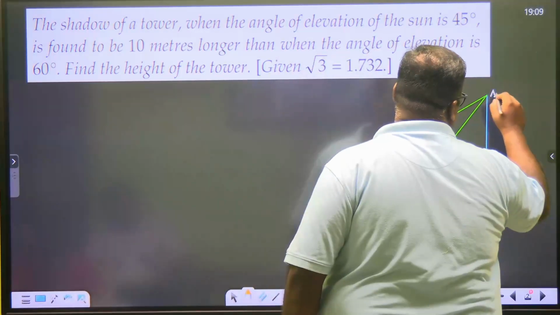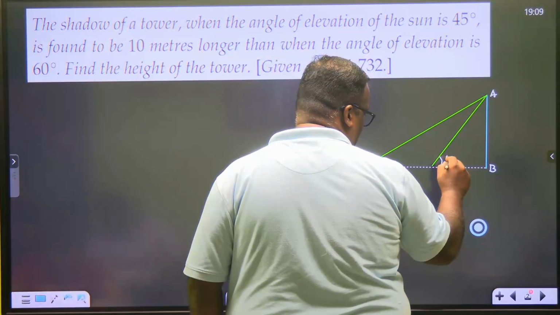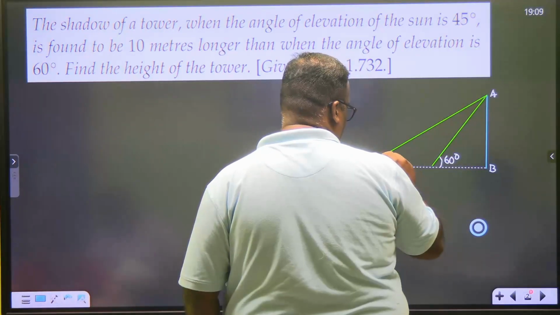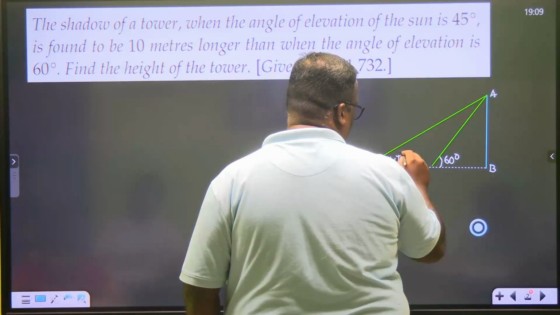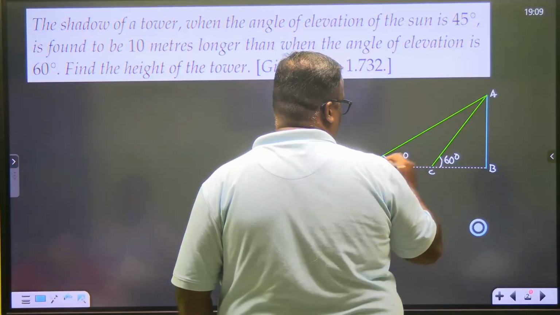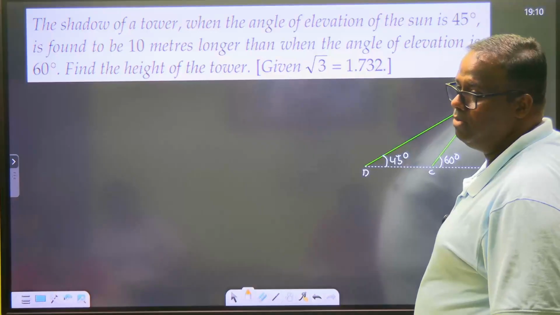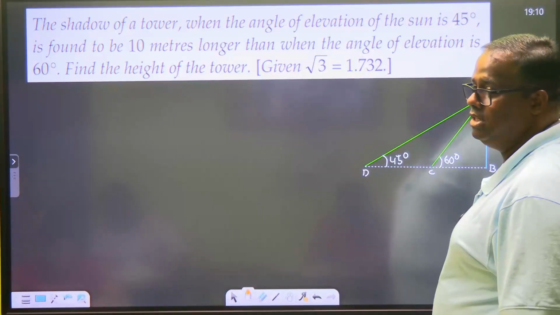This is AB, which is the height of the tower. When you go near the tower, it will always be 60 degree. When you're far away, it is 45 degree. So let this be C, let this be D. At 45 degree, the shadow is longer. Longer by how much? 10 meters.